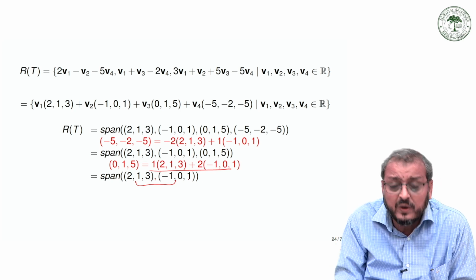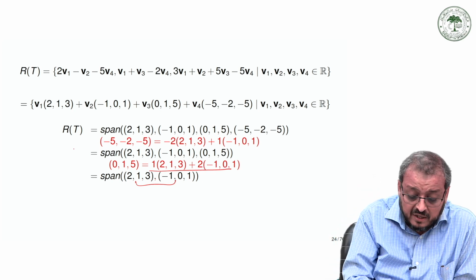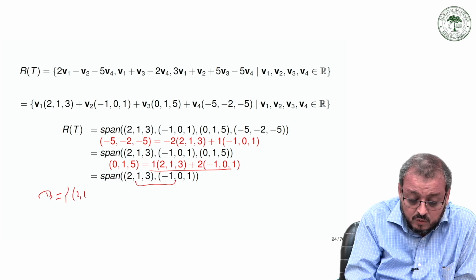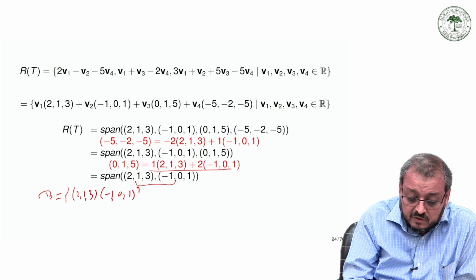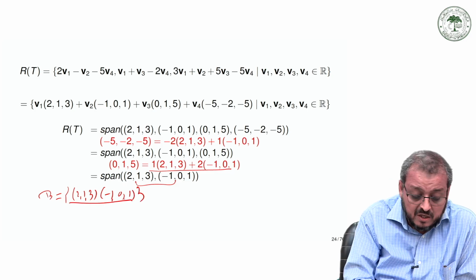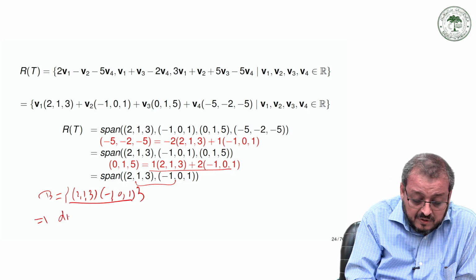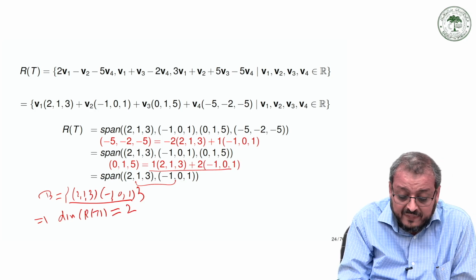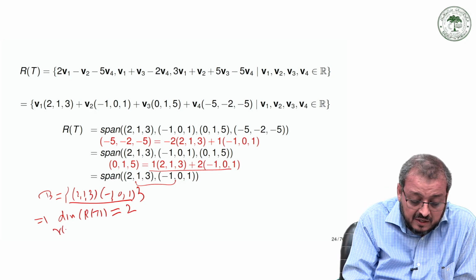So clearly these two vectors are linearly independent. So this means the basis of the range of T is, simply, we say that this element is equal to (2, 1, 3) and then (-1, 0, 1). So these two vectors are in the basis. So this implies that we can say that the dimension of the range of T is equal to 2.